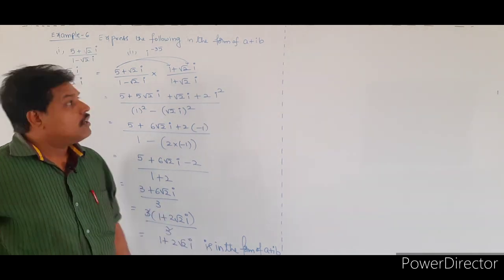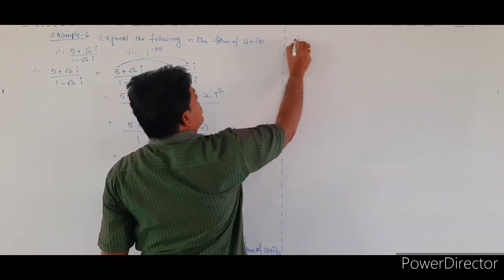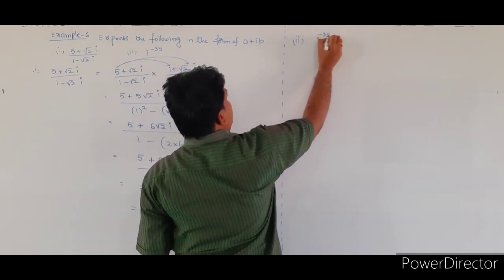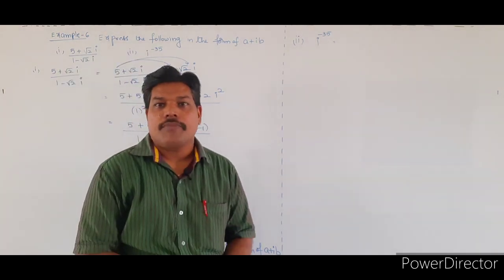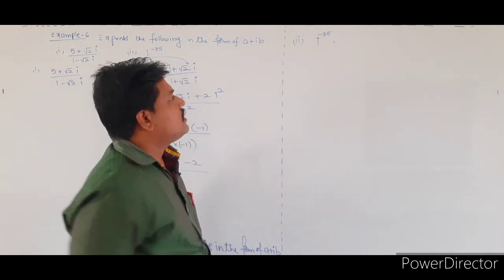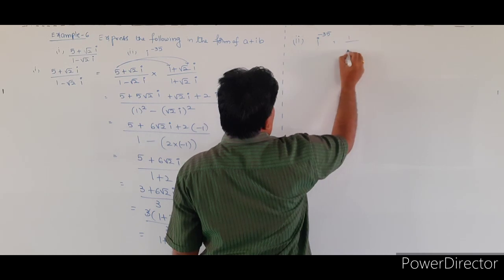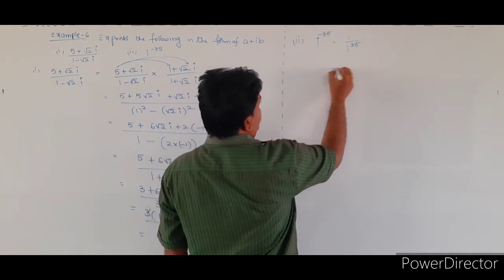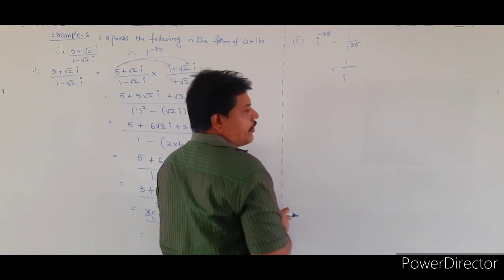All are understood, students? See that one more question is given. What is the second question? See the question number 2. What is that one? i power minus 35. They are asking you to convert into the form of a plus ib. So how to convert that one? See here, i power minus 35, you can take it as 1 by i power 35. So 1 by i power 35 meaning is nothing but 1 by i power. So how can you write this one?